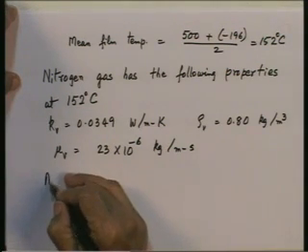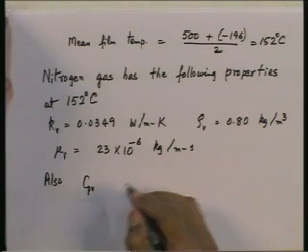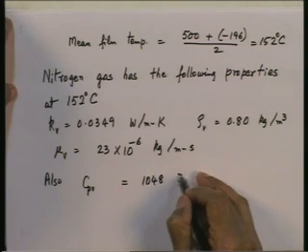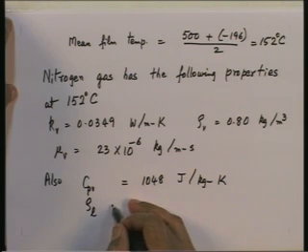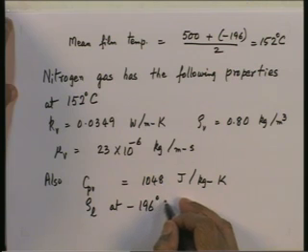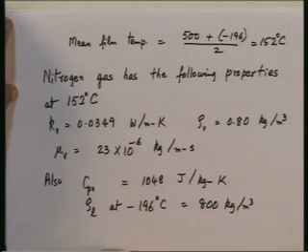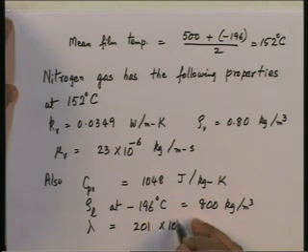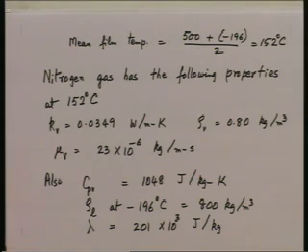Also, we will need the CPV, the average value of the specific heat of the vapor, which is 1048 joules per kilogram Kelvin. We will also need the density of the liquid at minus 196, which is 800 kilograms per meter cube, and the latent heat of vaporization for nitrogen at that particular temperature, which is 201 into 10 to the power of 3 joules per kilogram. One has to look up all these properties in appropriate property tables. I am giving you the values here.